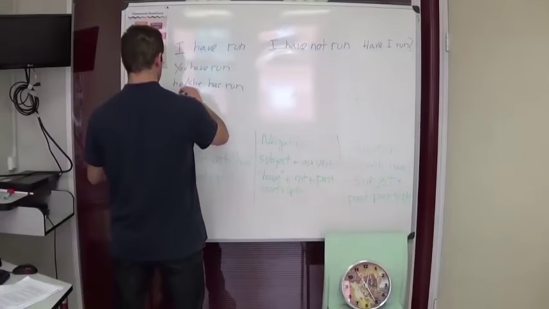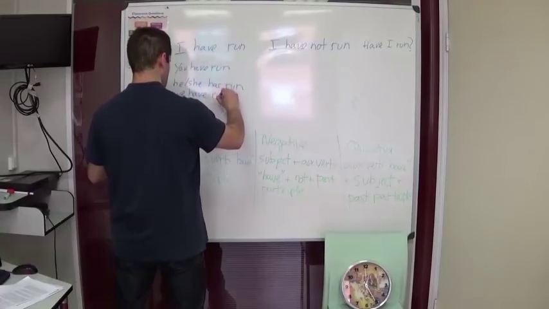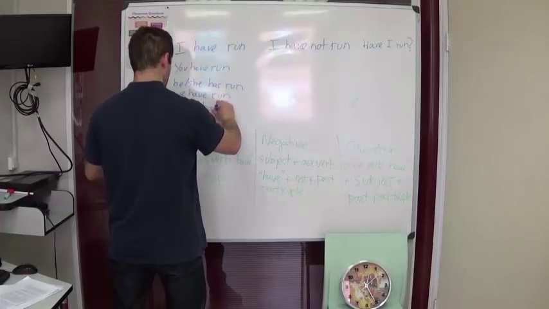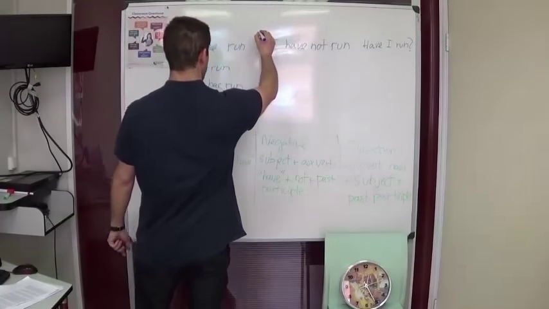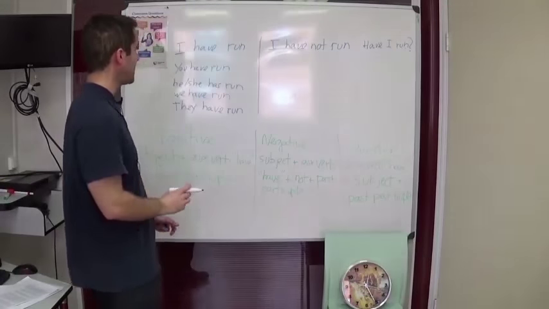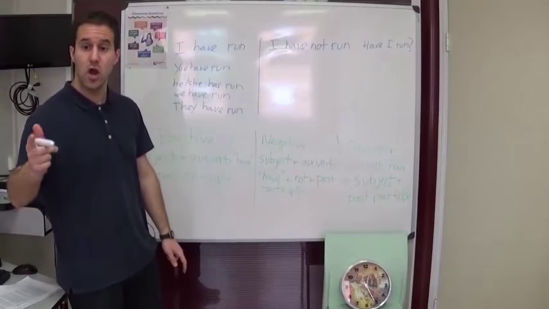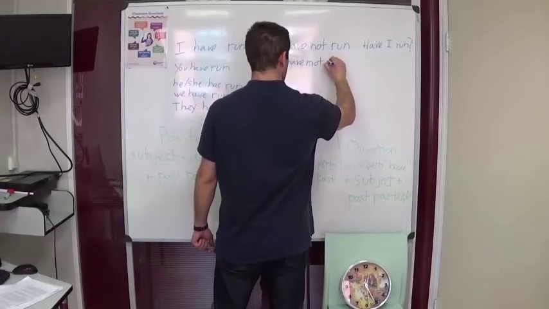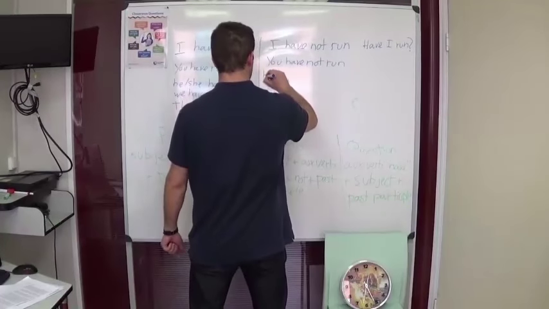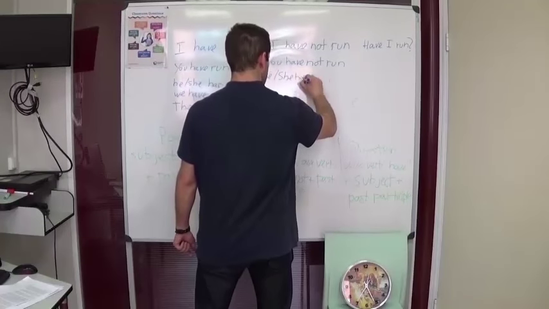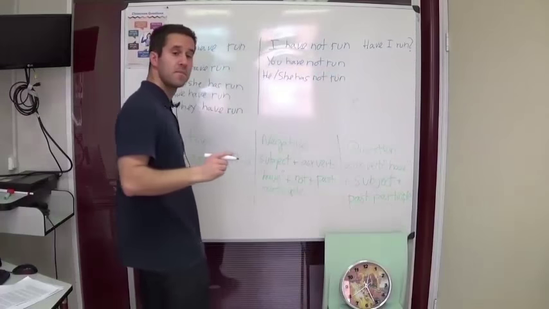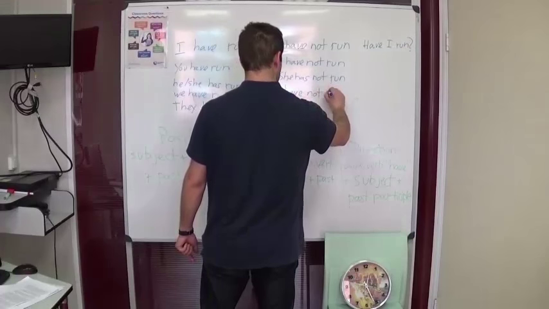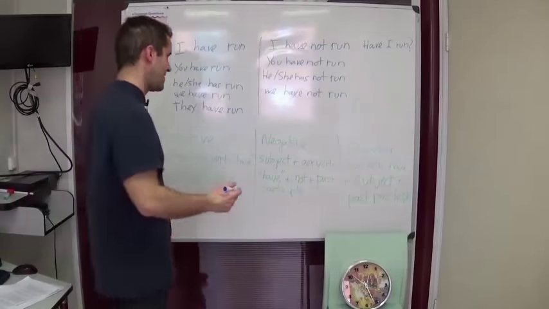We have run. And they have run. Correct. Okay. Very good. Okay. Now, how would we conjugate this sentence? I have not run. You have not run. Exactly, he, she has not run. Exactly, we have not run, and they have not run.